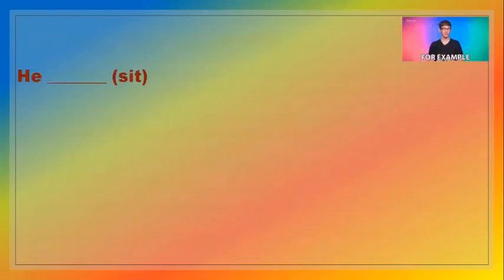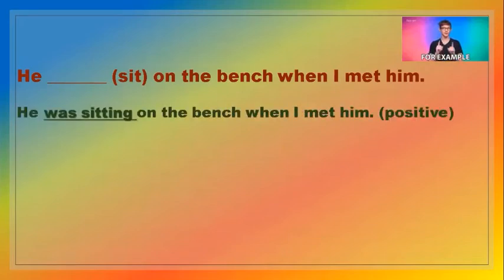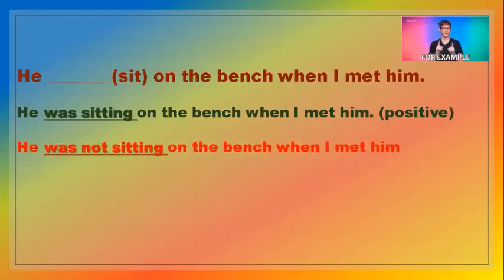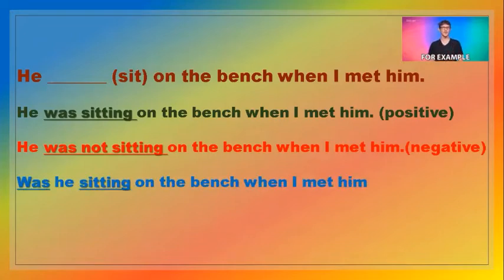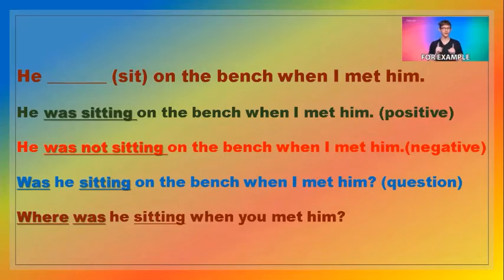Let's see an example. He sat on the bench when I met him. Here we have to use past continuous. Yes, great. Let's start with the positive or affirmative sentence: He was sitting on the bench when I met him. Very good. What about negative? Yes, good. He wasn't sitting on the bench when I met him. What about a yes/no question? Yeah, was he sitting on the bench when I met him? And if we want to add a WH question word: where was he sitting when you met him? Good, good.